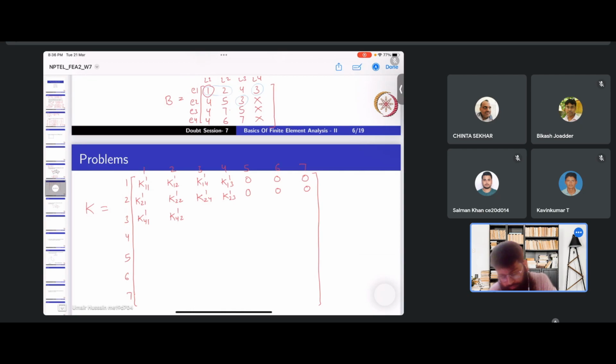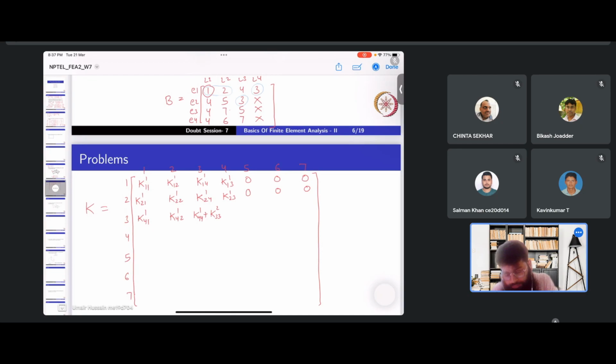And now 3 3. The contribution comes from how many elements? Two elements, right, since 3 is part of two elements. So for 3 3, it will come from element 1 and also element 2. For element 1, 3 is local node 4, so 4 4. And for element 2, 3 is local node 3 only, so 3 3, right?